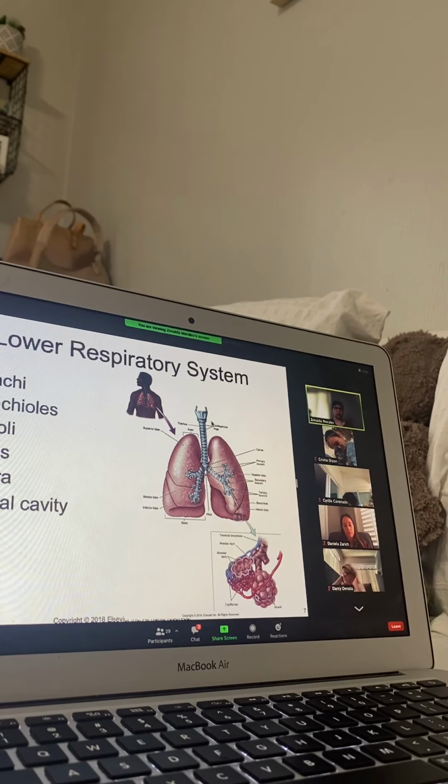Okay, let's go to the lower respiratory system. You have the bronchi, and in the lower respiratory tract you have the bifurcations where the bronchi is divided into the left and the right. It is called your carina.